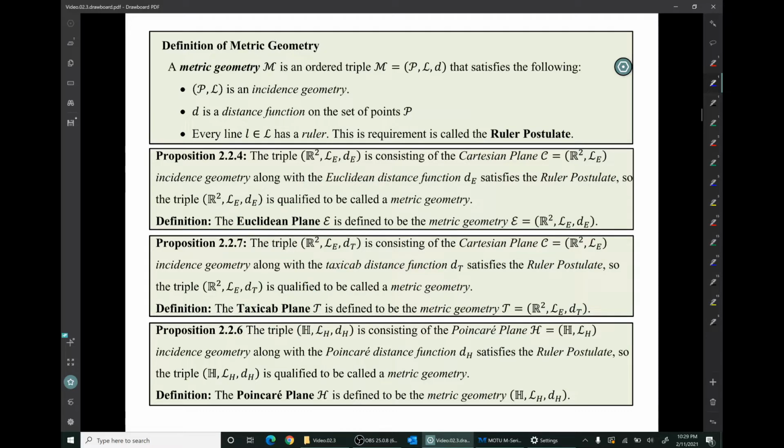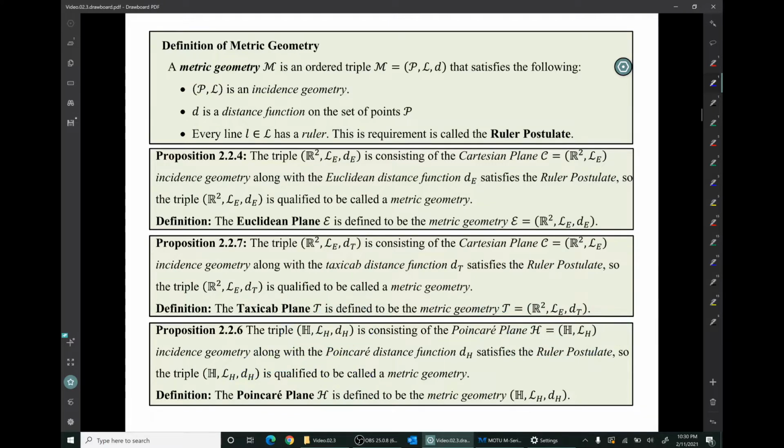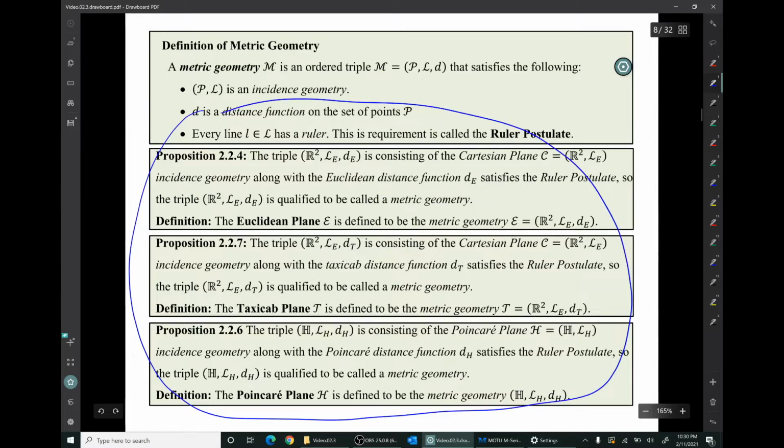Another example that we studied was this triple, consisting of the Poincare plane along with the Poincare distance function. And that triple is called the Poincare plane metric geometry. So that notation is a little bit confusing. We call this the Poincare plane, and we call this the Poincare plane. We call the incidence geometry the Poincare plane, and we use the same name for the metric geometry. Now, since each of these things is a metric geometry, we know that in these geometries, every line has a ruler.